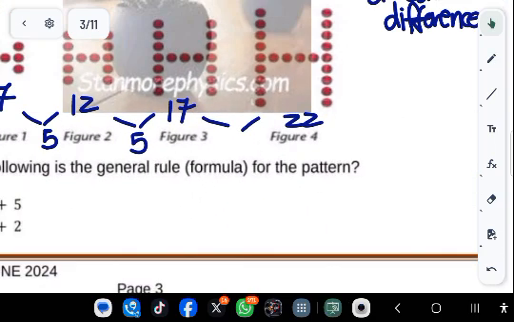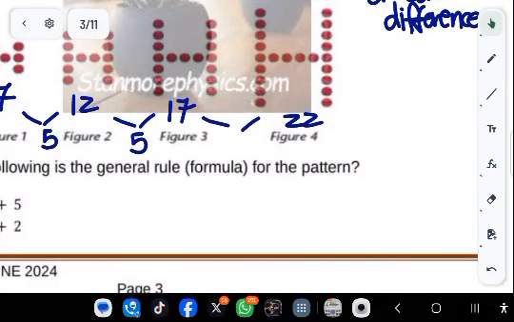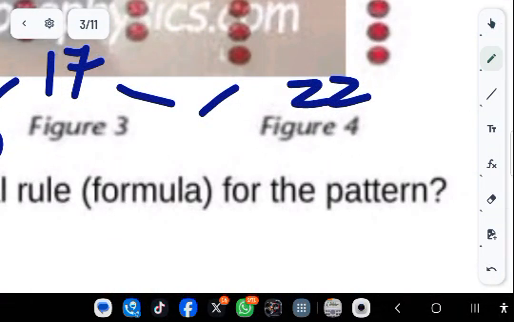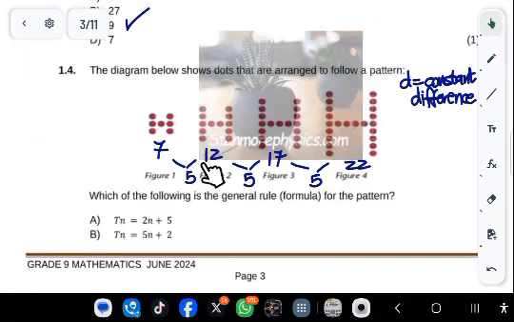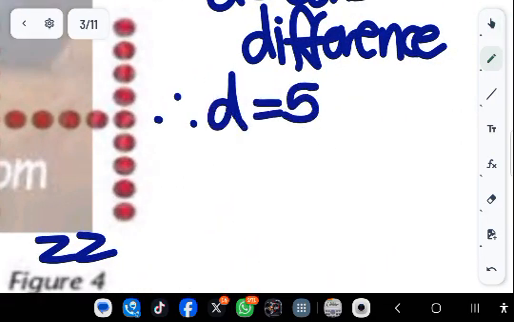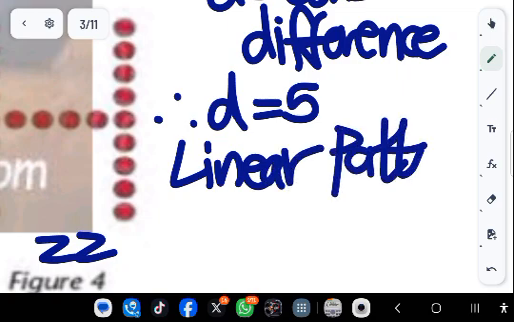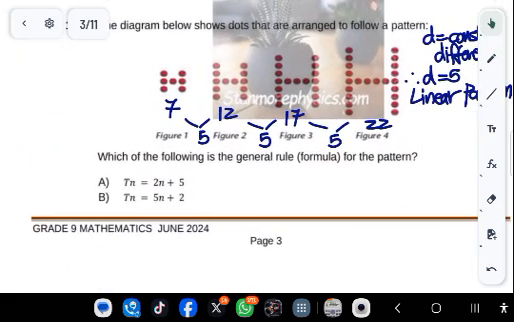If you're not sure, let's use a calculator. 22 minus 17. Always use a calculator if you're not sure. That gives us 5. So you make sure that you get the correct answer and avoid making those silly mistakes which could cost you a lot of marks in a test or an exam. So now we have a constant difference of 5. Therefore, D equals 5. And this is a linear pattern, or you can call it a numeric pattern.